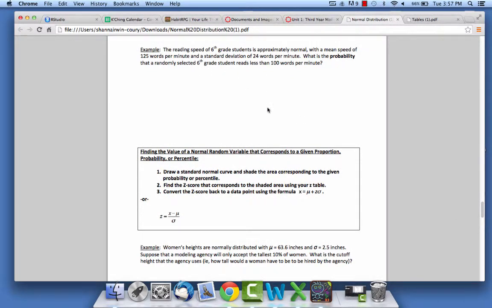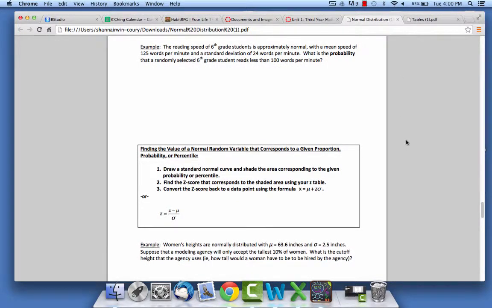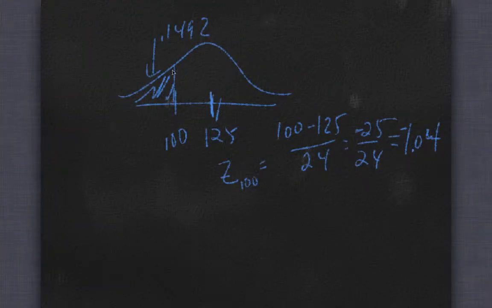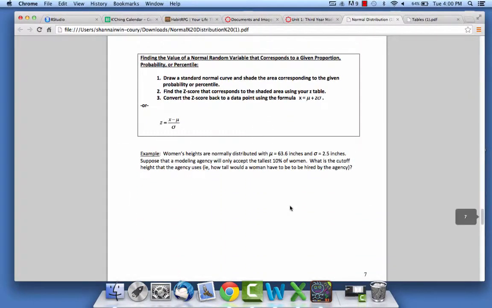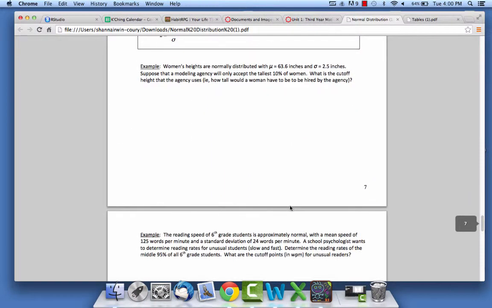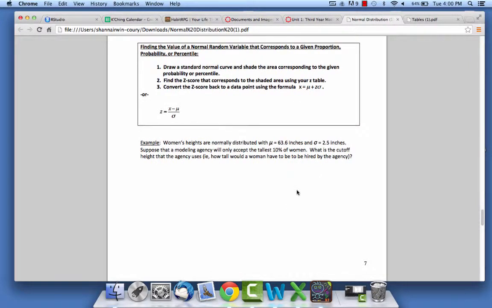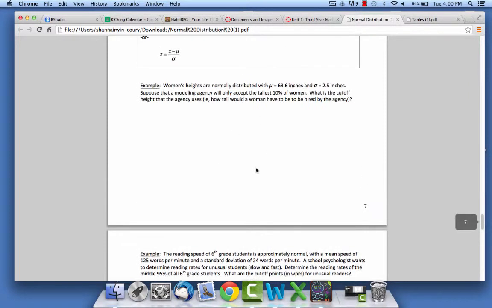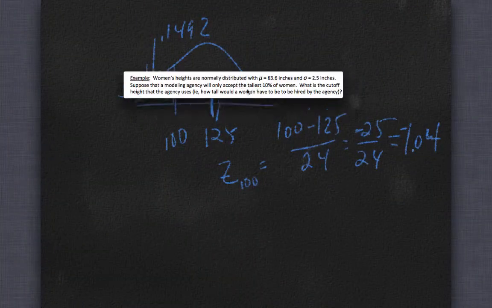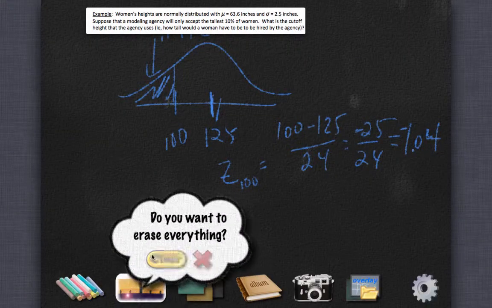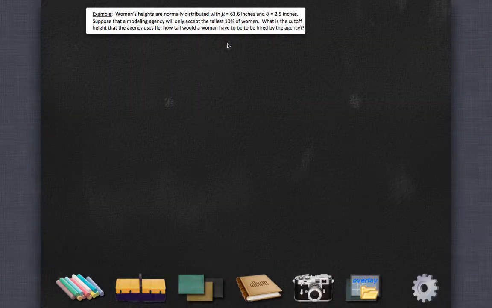So now I'd like you to do this one. Okay, so for that example, you should have gotten 0.1492. It was already left-hand tail, so you didn't have to subtract anything. Okay, so now this is the going backward where you're not given the z-score.